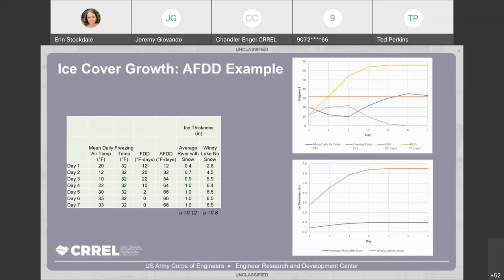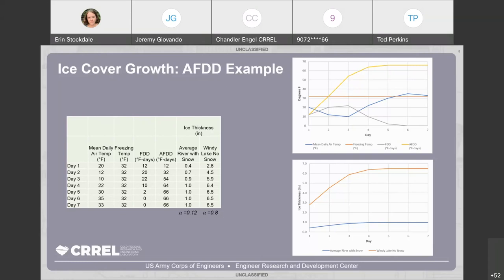So depending on the site, like I said, the value of alpha changes. So if this was something we were calculating on an average river with snow, we just kind of blindly pick from the table to start with, although this is much better if you can calibrate. But if you assume that you're just pulling the value from the table, we pick an alpha of 0.12. And that results in an estimated thickness of just under an inch after 3 days.